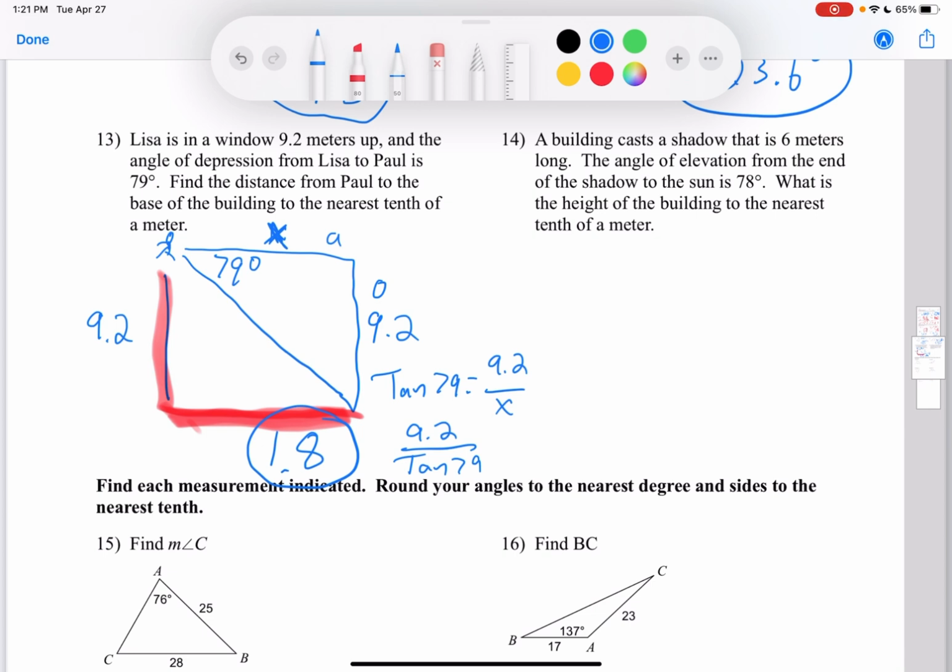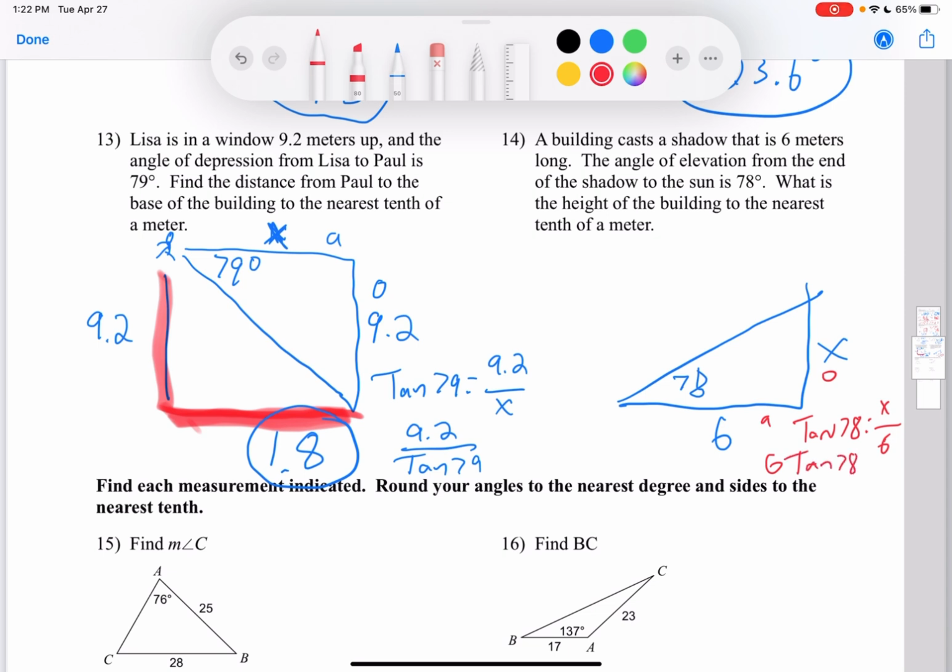A building casts a shadow that is 6 meters long. So the shadow is 6 meters long. Here's the building. The angle of elevation is 78 degrees. Find the height of the building. So we're going to opposite over adjacent. So tangent 78 equals x over 6. So since the 6 is on the bottom, we're going to go 6 times the tangent of 78. You get 28.2 meters.